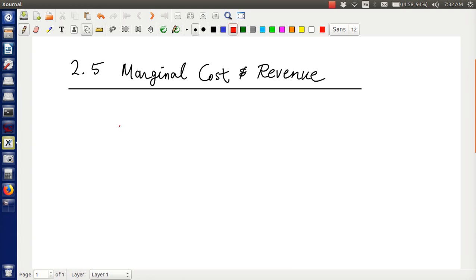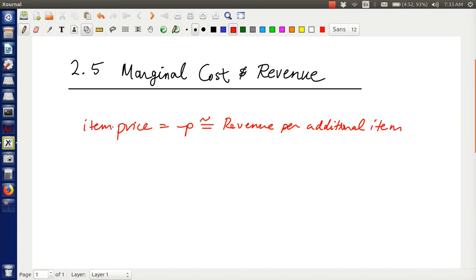Another way you can think of it is price, which we use a little p for, is approximately equal to revenue per additional item. So this is like an item price, or price for one item. So the derivative of revenue is kind of like price. Okay, so it's kind of true, at least when you're really, really close to 0 on this curve.